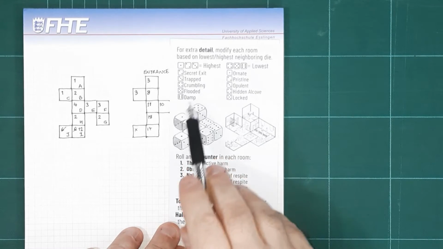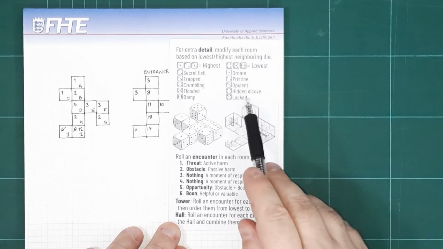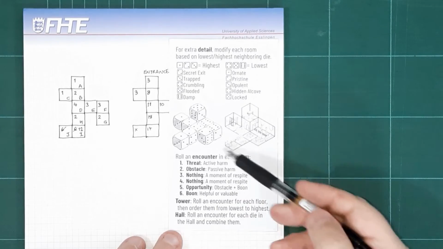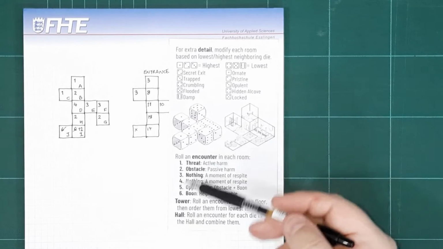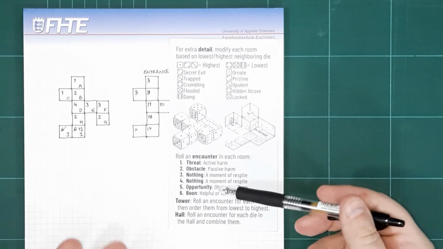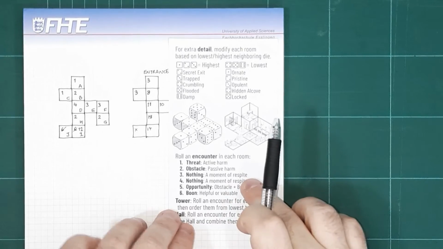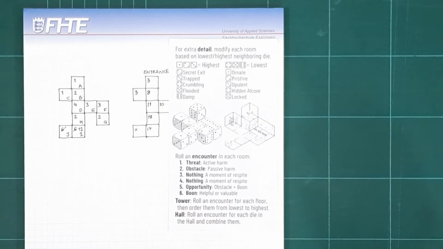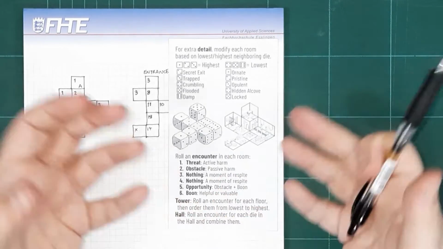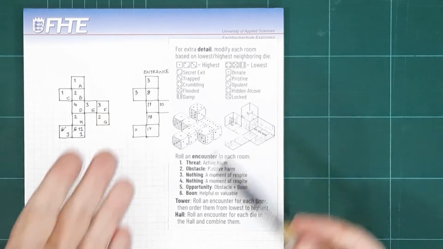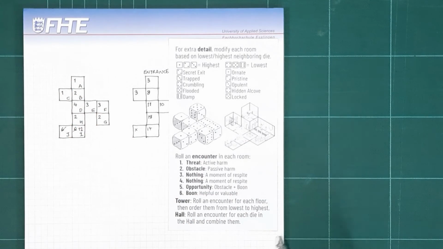Is it crumbling or flooded? Is it opulent or ornate? Is it locked? Also, the last one here on the black and white is to roll encounters. Are there any encounters in the rooms? Now, I won't be doing this for my Borderlands game because the Borderlands game has separate rules in terms of the dungeon contents. But I might do it for this example, just for a little bit extra detail.